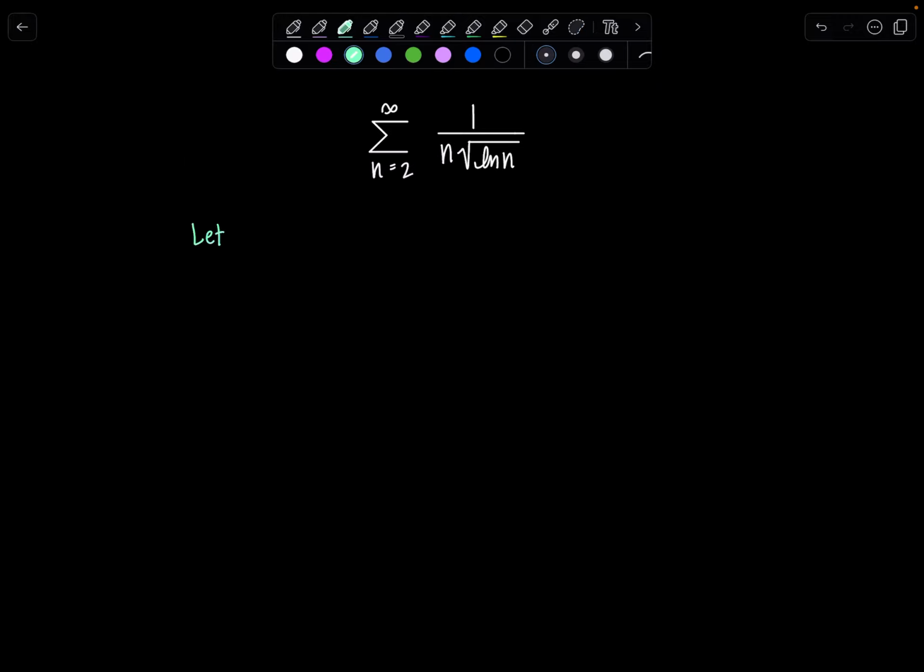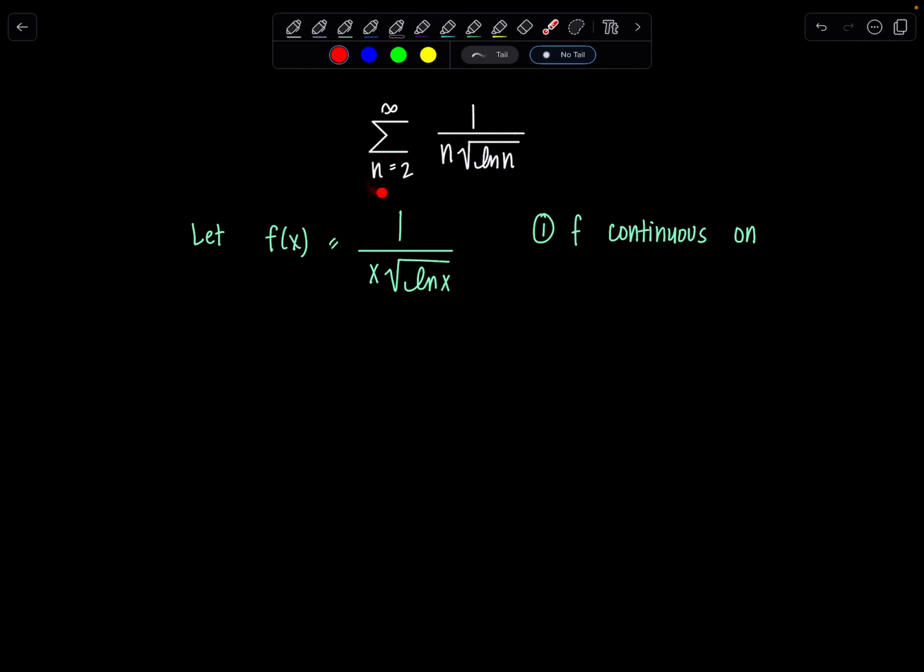So we start off by saying let f of x equal 1 over x times the square root of natural log of x. And the three conditions are as follows. 1, f has to be continuous on, in this case, the limits are from 2 to infinity for our sum, so that's where f needs to be continuous. Well, look at this function here, 1 over x, radical natural log of x. We know natural log of x's domain is restricted. Also, we can't have a negative underneath this radical. So basically, the domain of my function is from 1 to infinity.